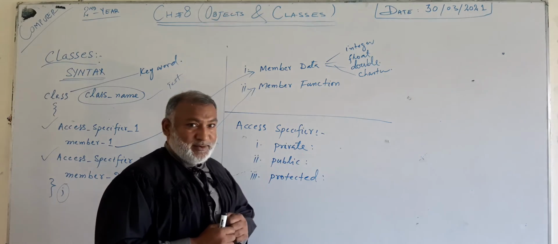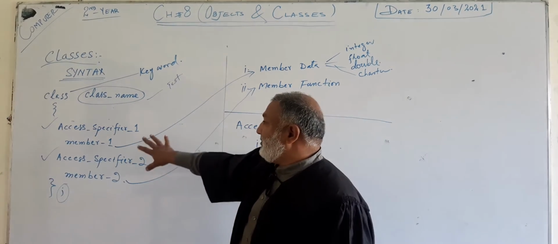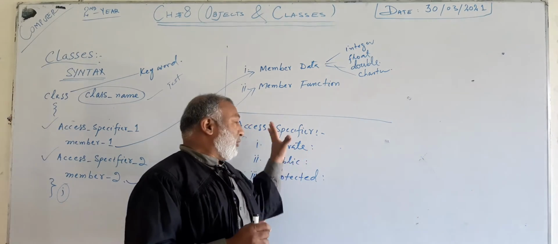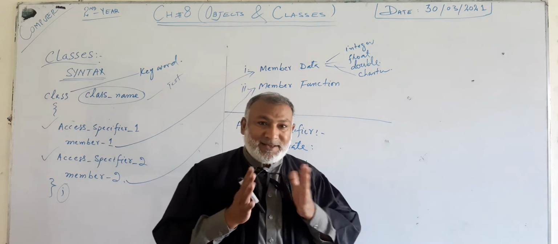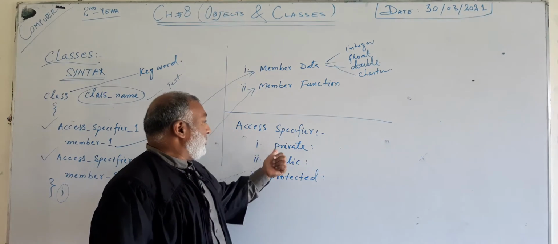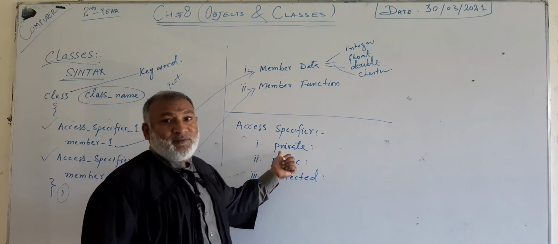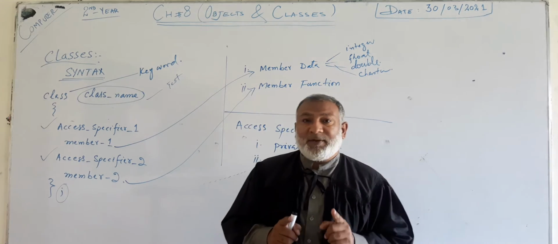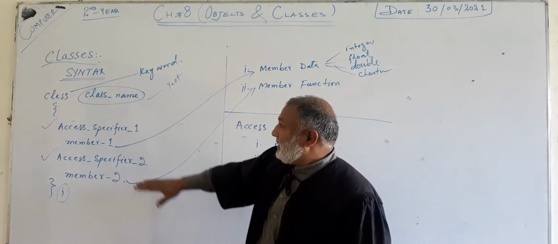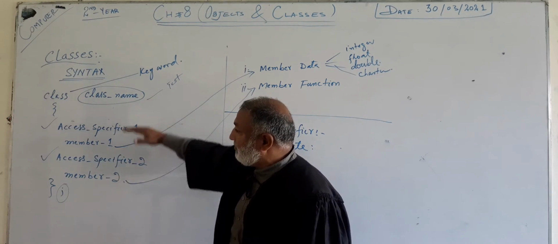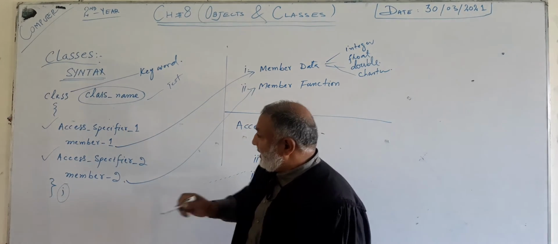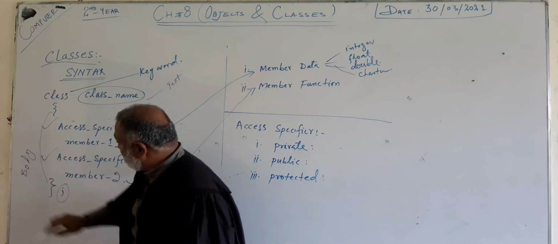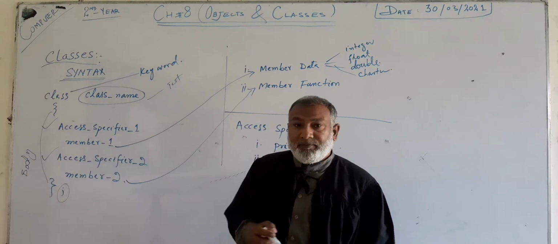Number one is private. Normally we keep the member data as private. I'll write an example program where we will utilize all these things, but first of all, let me define these things. When you write the access specifier private, the private member data or private member function, when declared as private, can only be accessed inside the boundary of the class, or inside the body of the class. This is called the body of the class. This body is inside the two braces.